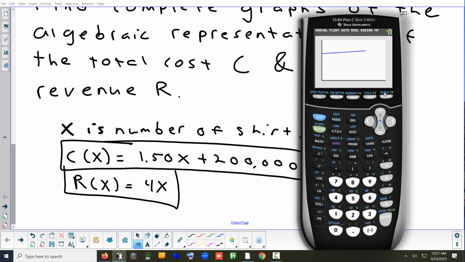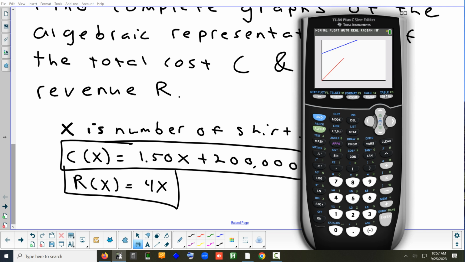Yeah, it's not going to be enough. So there's my costs. There's my revenue. You can see that the revenue is catching up, but it's not going to catch up within making 20,000 shirts. Let's bump it up to, let's try 120,000 shirts. Might have to set the y-max higher too now.